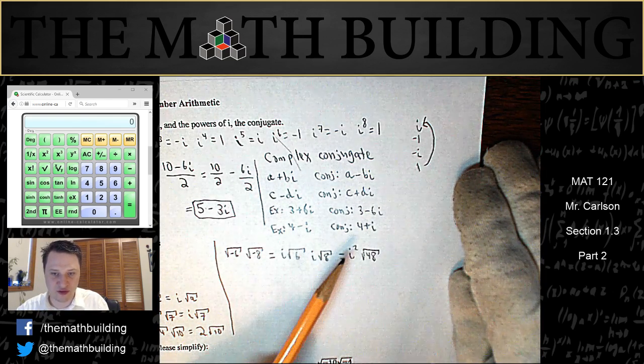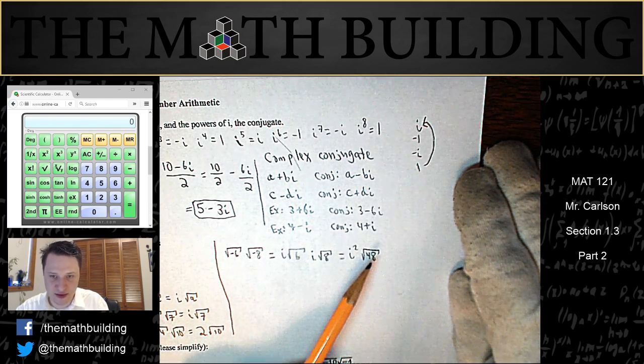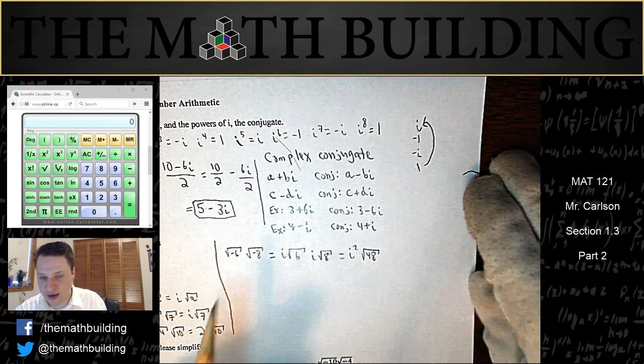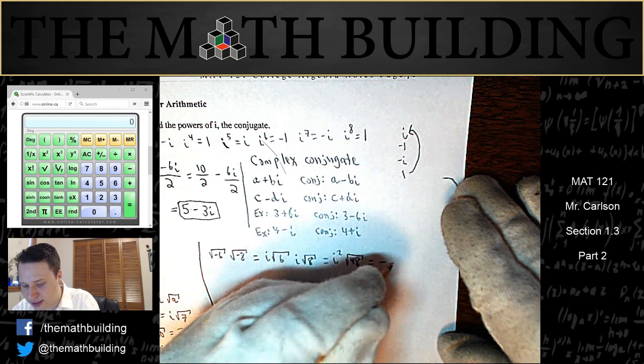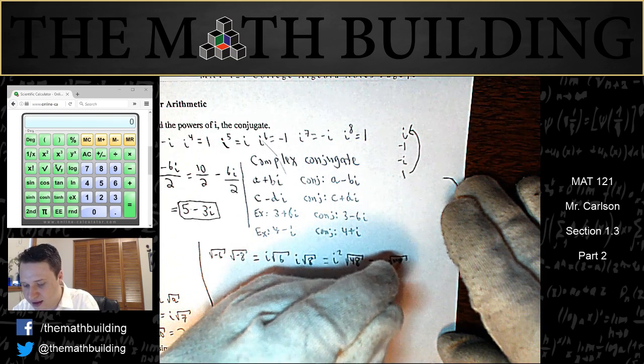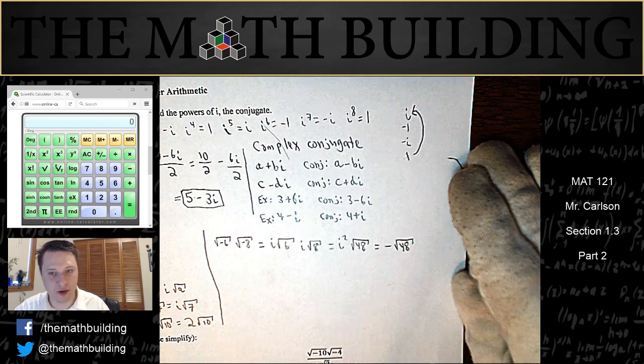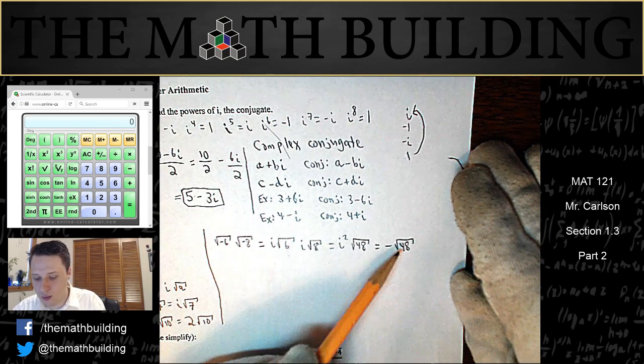And so that's the correct way to simplify this. i times i is i squared. Square root of 6 times square root of 8 is square root of 48. And we know what i squared is. We know that i squared is equal to negative 1, or hopefully we know that. So in fact, this is the negative square root of 48. Okie dokie?